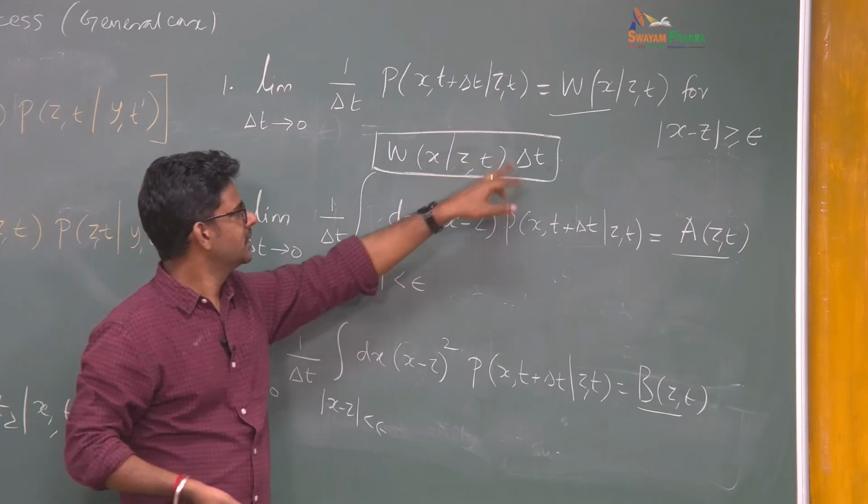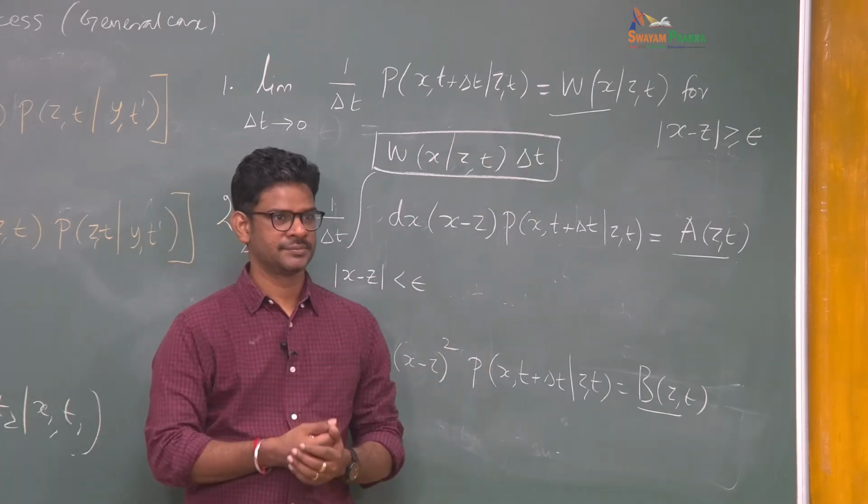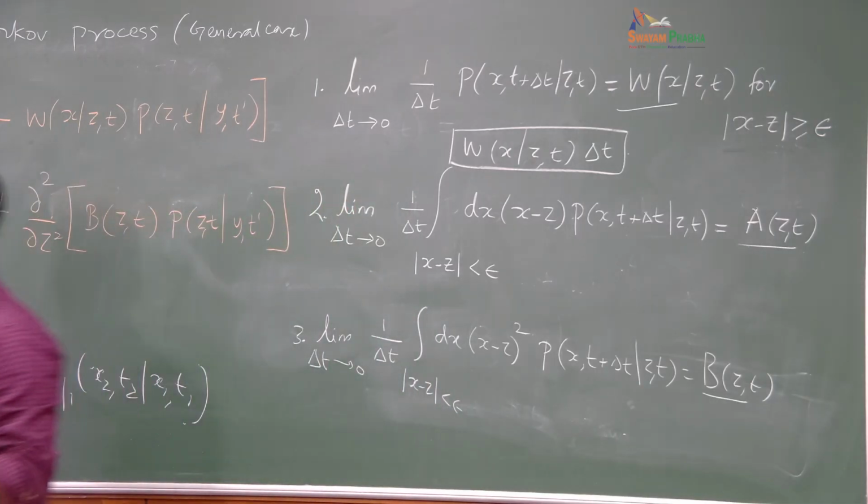In other words, w basically tells you the rate of change of probability to jump. It's called jump probability. The rate of jump is like a kinetic constant.